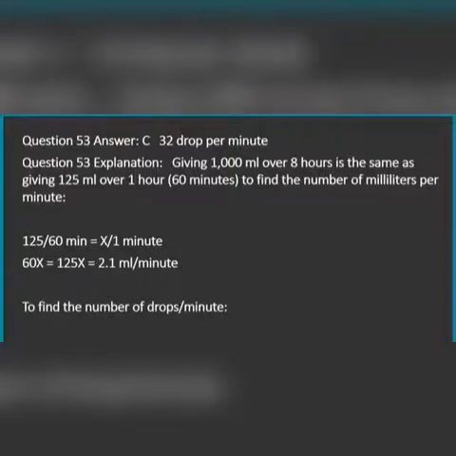Question 53. Explanation: Giving 1,000 milliliters over 8 hours is the same as giving 125 milliliters over 1 hour, 60 minutes. To find the number of milliliters per minute: 125/60 minutes equals x/1 minute. 60x equals 125, x equals 2.1 milliliters/minute. To find the number of drops/minute: 2.1 milliliters/x GTTS equals 1 milliliter/15 GTTS. X equals 32 GTTS/minute, or 32 drops/minute.